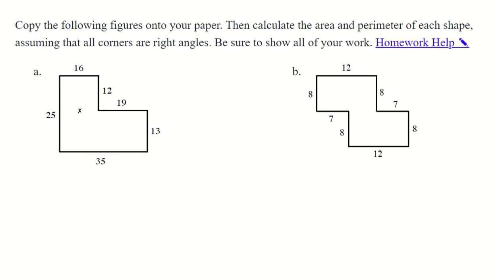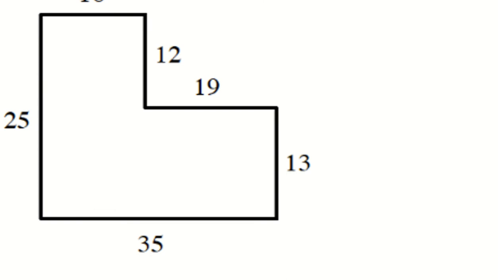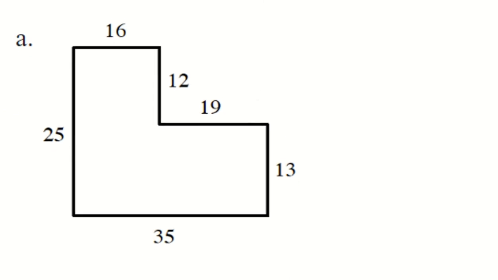For question 24, we're asked to sketch these things on our graph paper real quickly. You don't have to go crazy about it. Then we're supposed to calculate the area and perimeter of each shape, assuming that all corners are right angles. So I think I'm just going to do just this first one only and leave the other one for you.